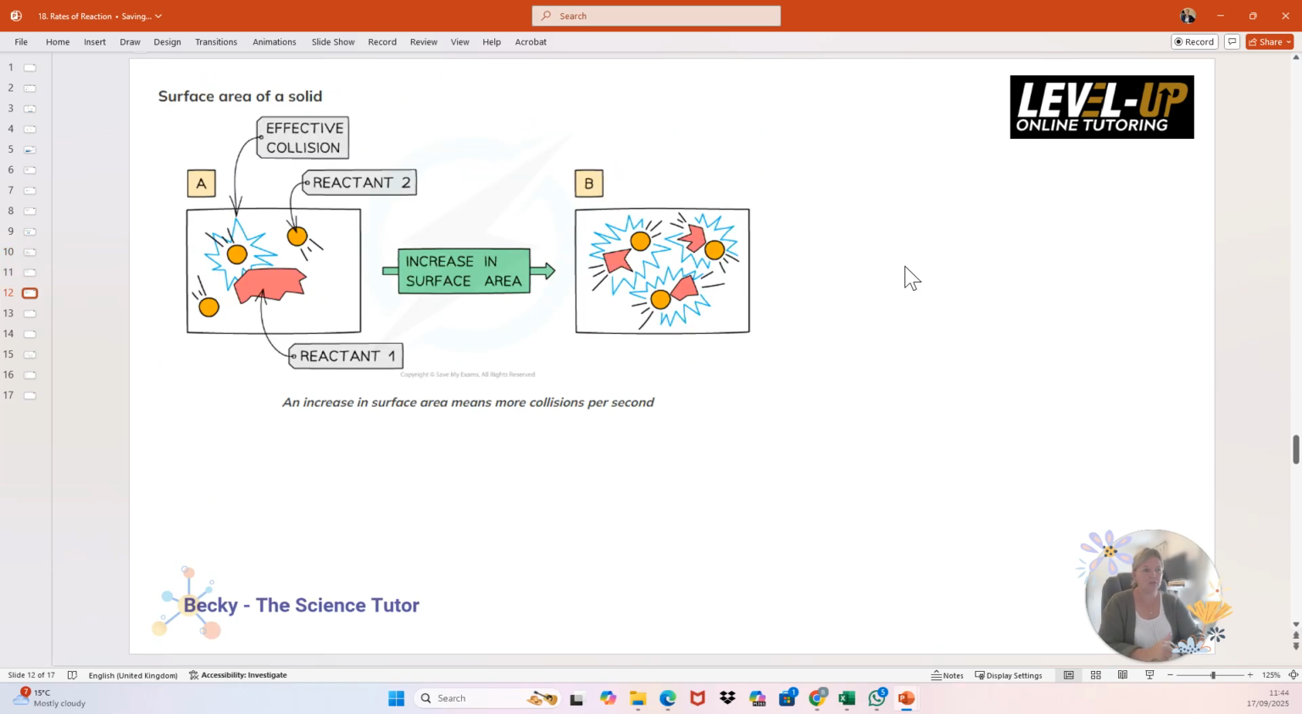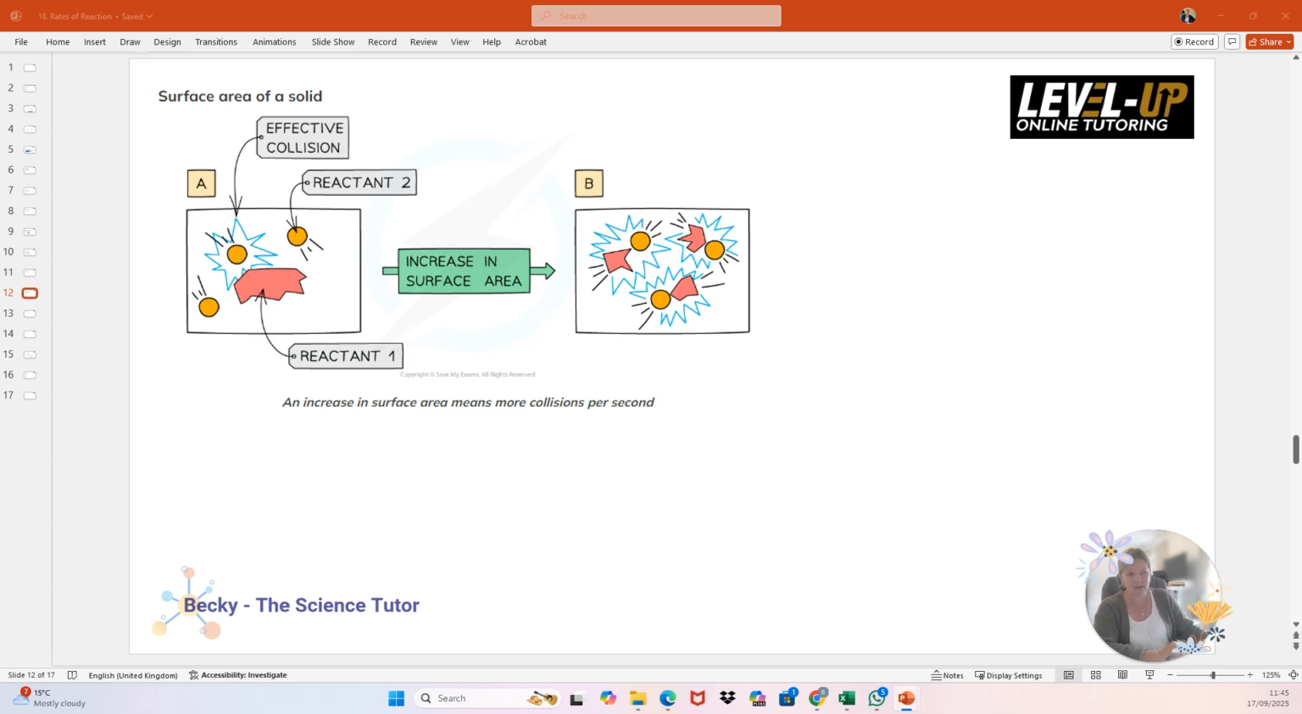Okay, final one then. So what about the surface area? When we increase the surface area, we're often making our reactants smaller. You might have done this with something like large marble chips or limestone chips, smaller chips, and then a powder. All we're doing there is increasing the surface area. Now when we increase surface area, it just means that we've got more area exposed where collisions can actually happen.